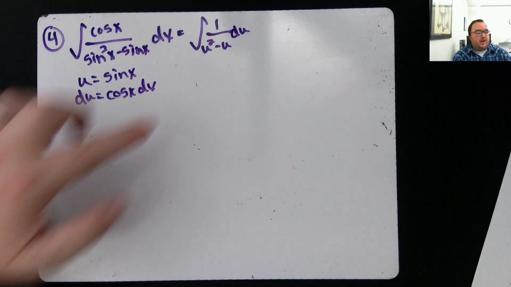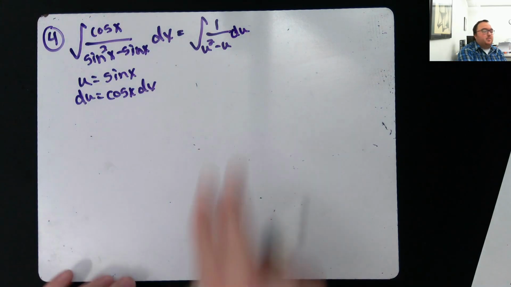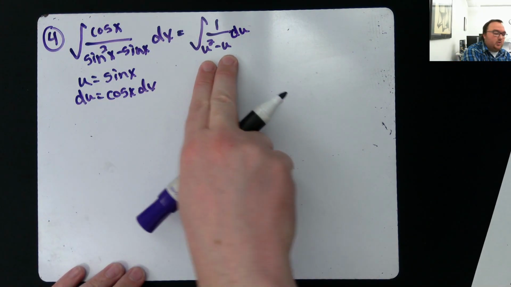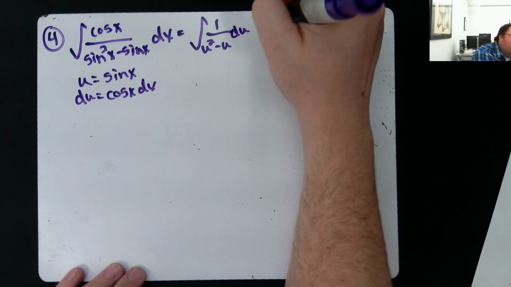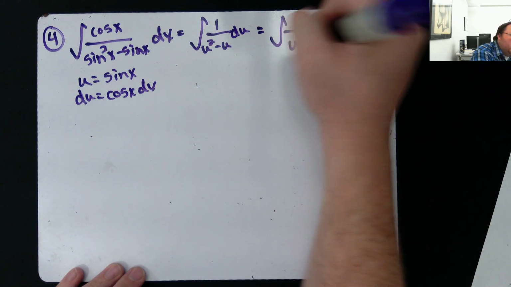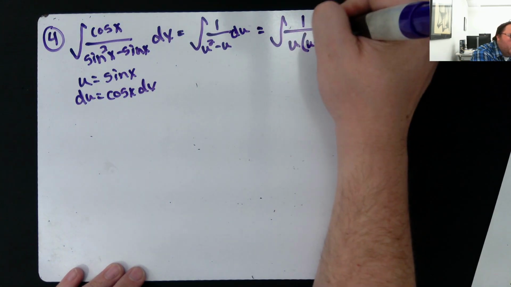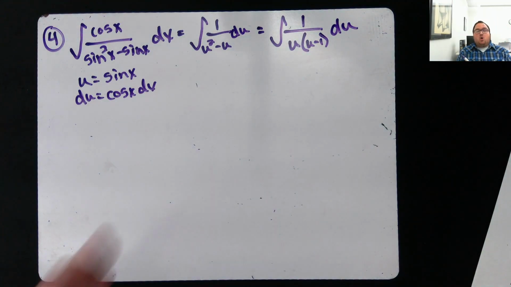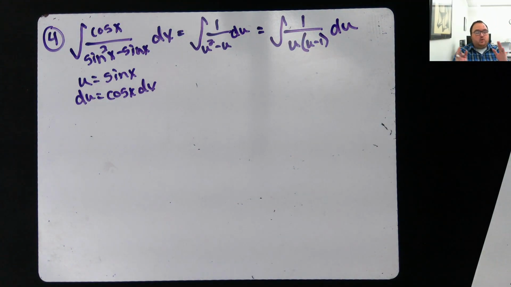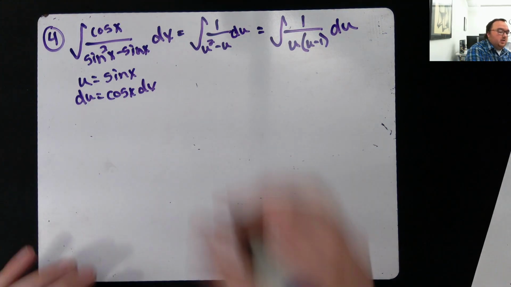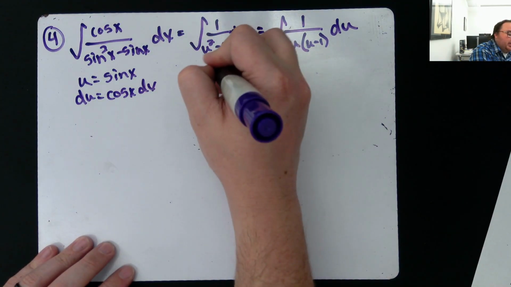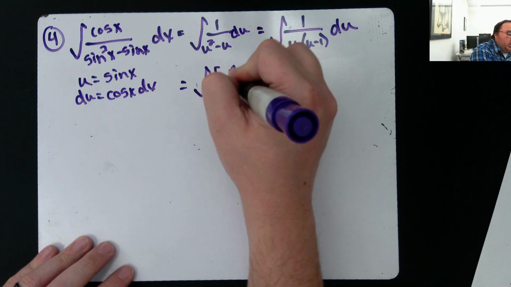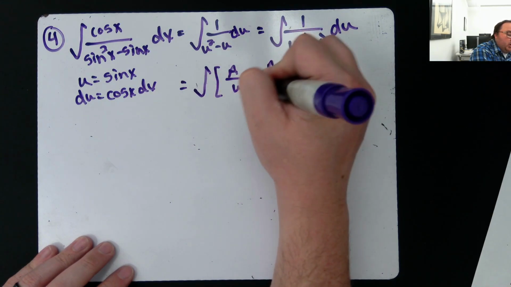So now I've got to factor this, which isn't hard, because both of these terms have a u, so I can factor out a u. Integral 1 over u, which will leave me with u minus 1. So I can split this into two terms. I could split this into something over u plus something over u minus 1.